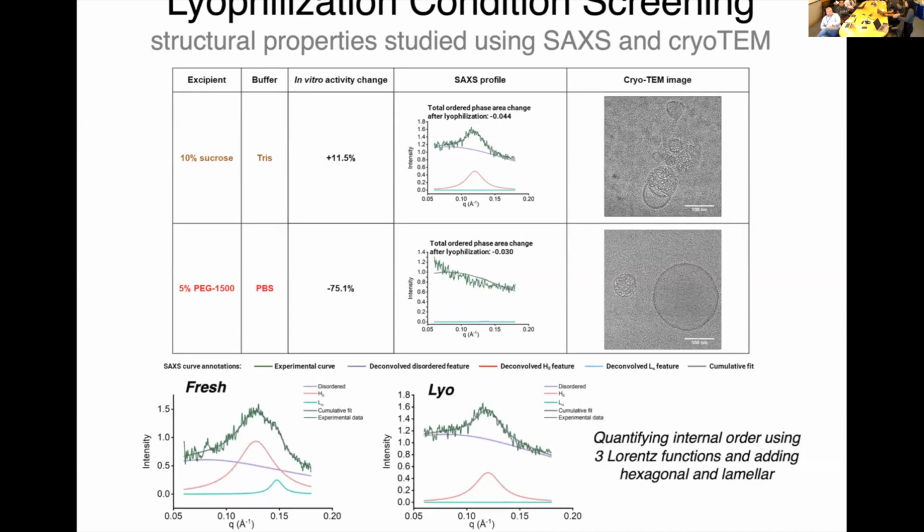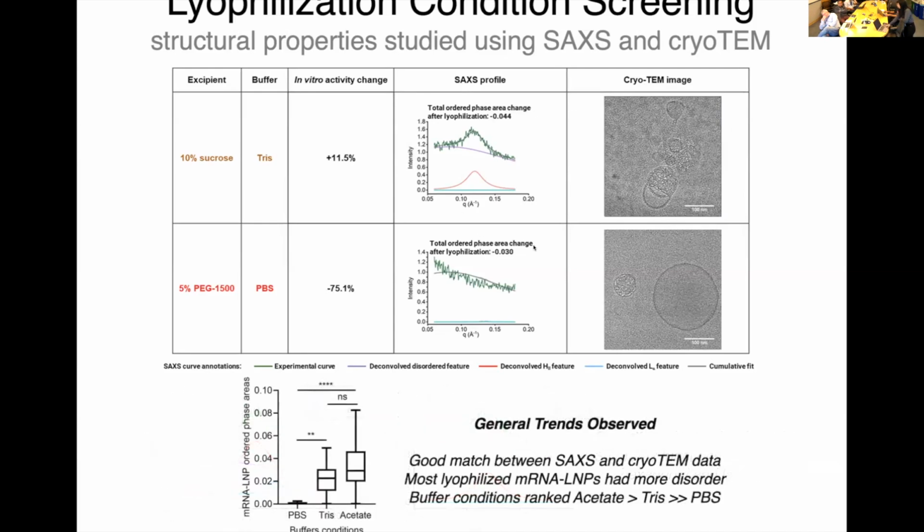And we saw good agreement between SAXS and cryo-TEM, where if we observed internal structure being retained under SAXS, we saw that also in the micrographs. And then we can start tracking how it changes going from fresh sample compared to the lyophilized sample. And this is again the same 3 Lorentz function fitting approach that I've shown earlier. So here, the general trend we observed was a good match between the two structural techniques.